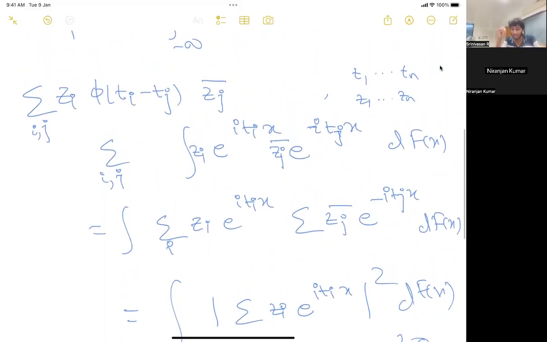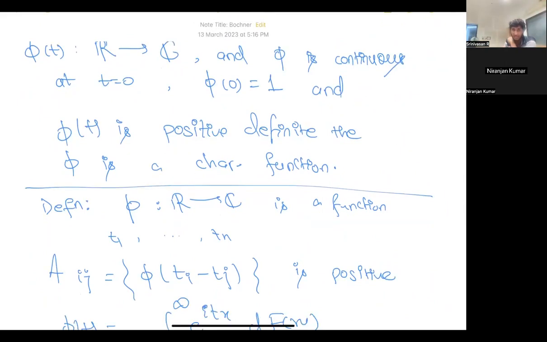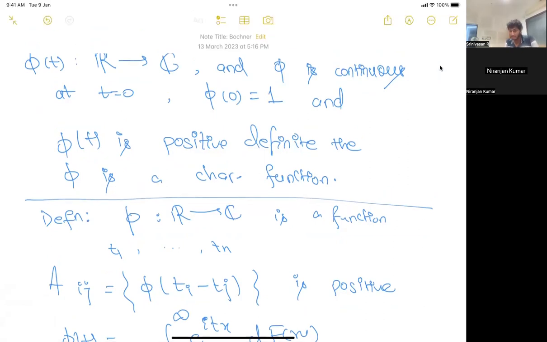Now let us look at the theorem we had written again. It says that phi of t from R to C is a function, phi is positive definite, and phi is continuous at t equal to 0. If you see the theorem, at various places they mention the condition that phi is continuous, whereas we have just written that phi is continuous at t equal to 0. We'll show that both these conditions are equivalent.